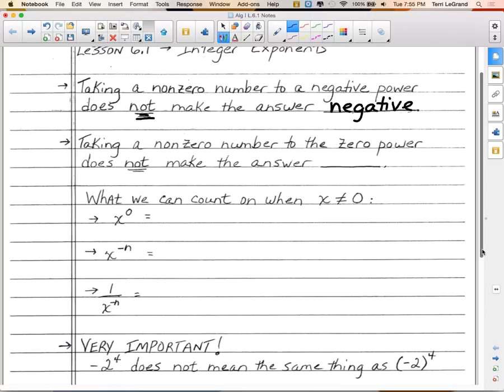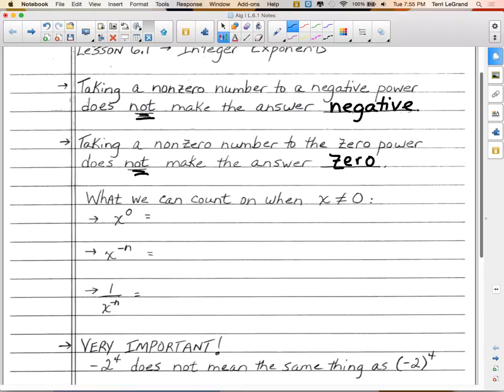Another thing we want to keep in mind is that taking a non-zero number to the zero power does not, again, make the answer zero. We're used to that if we multiply by a negative, it may end up making it negative. Not the same thing when we're talking about negative powers. We're used to when we multiply by zero, we have a product of zero. Not the same thing when we're talking about a zero power.